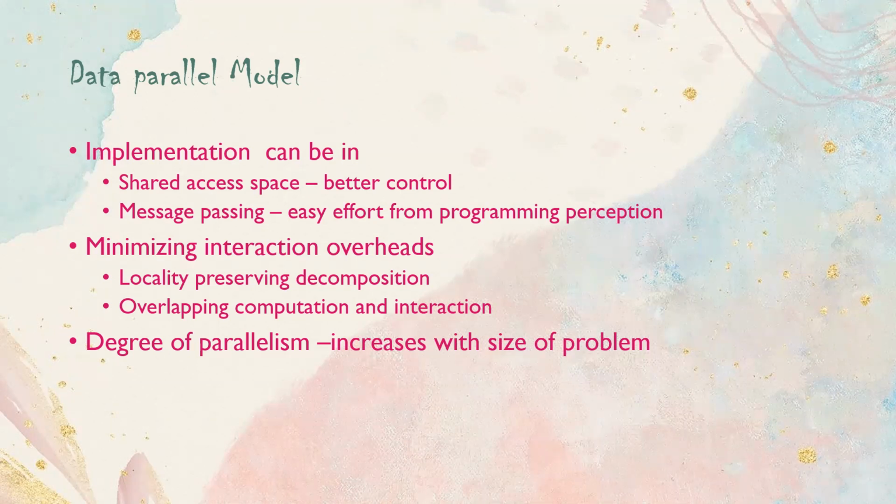If I'm going to calculate the aggregate of 5,000 students, where the size of my problem is increasing, then my degree of parallelism will also increase, because I'm going to employ some 5,000 processors to do the computation. So this is as simple as that.